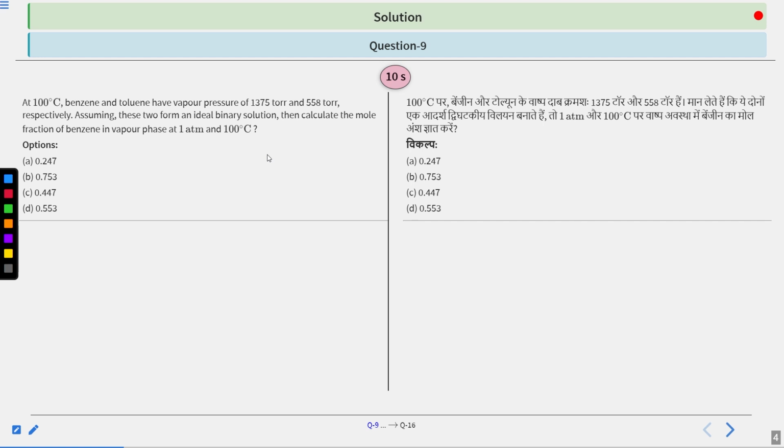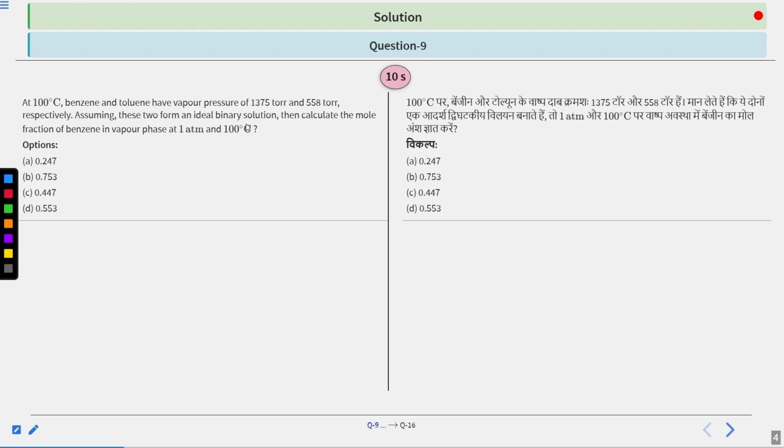Question number 9. At 100 degrees Celsius, benzene and toluene have vapor pressures of 1375 torr and 558 torr, respectively. Assuming these two form an ideal binary solution, calculate the mole fraction of benzene in vapor phase at 1 atm and 100 degrees Celsius. Your options are A 0.247, B 0.753, C 0.447, and D 0.553.